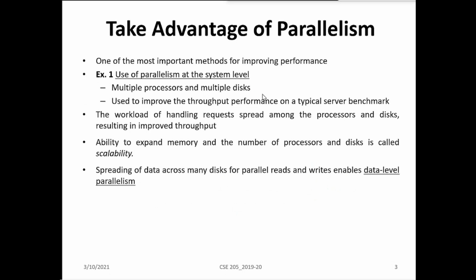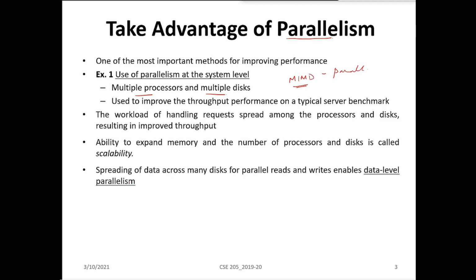The first way to improve the performance is by means of parallelisms. You can use parallelisms at the system level. We already discussed this, right? We may have multiple processors and multiple disks, so there won't be a problem at all. When you have MIMD, parallelisms can be easily achieved.